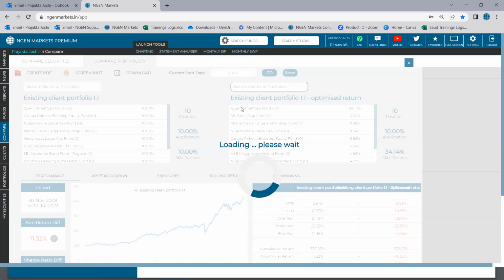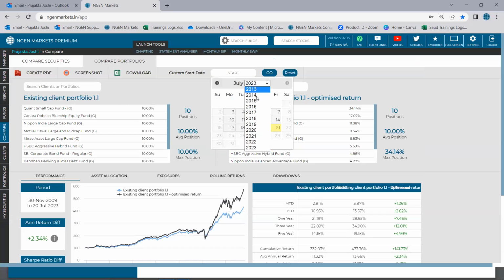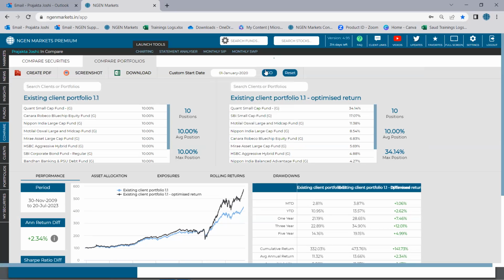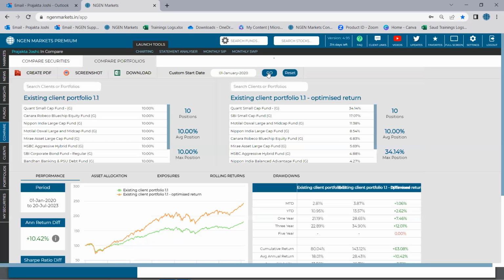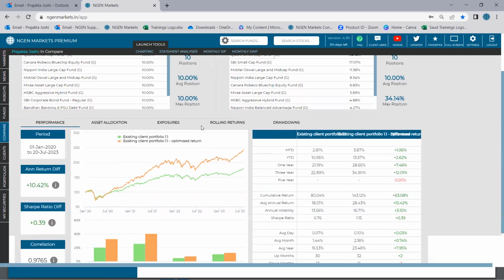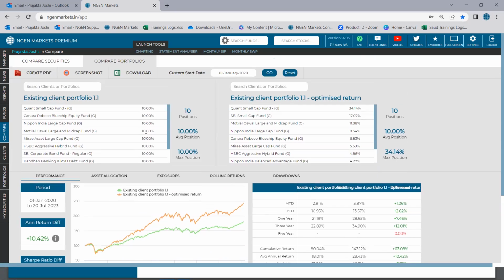Existing client portfolio optimized 1.1. And then again, I'll ensure that my start date is the same. So for that, I'll just go here, and because we were doing this analysis from January of 2020, I'll just choose the same start date and click on go. Okay, so now what this typically says is we are now comparing these two portfolios side by side.